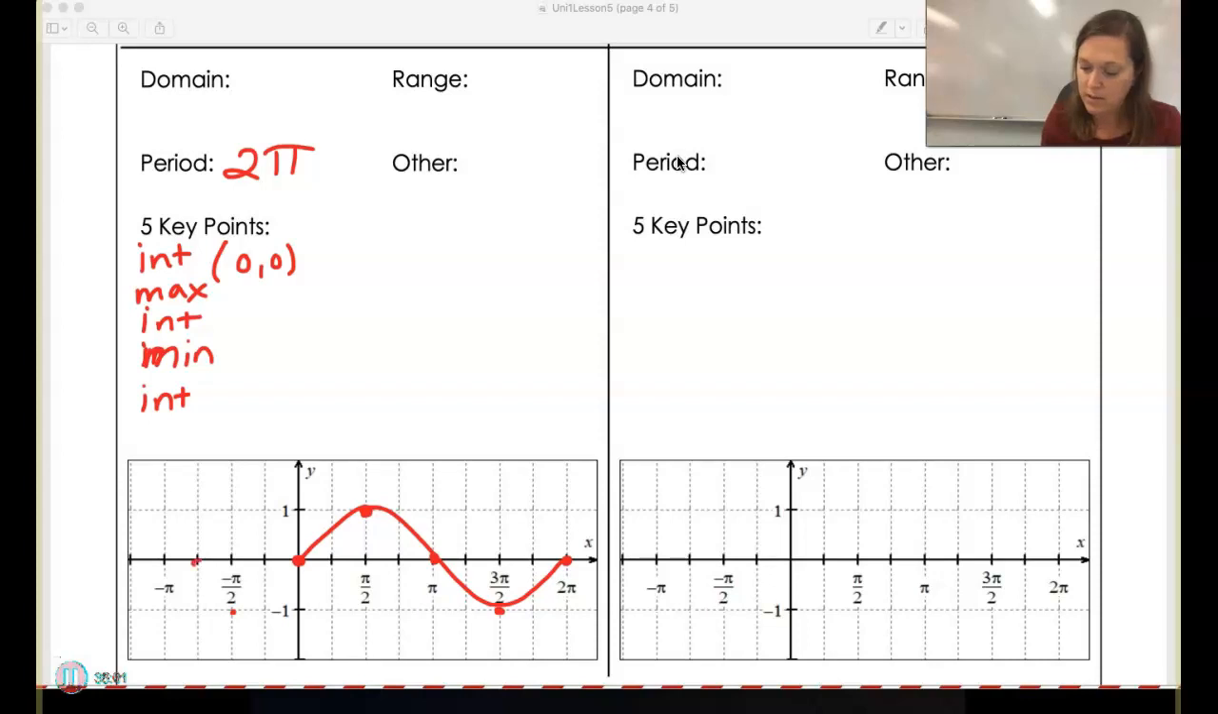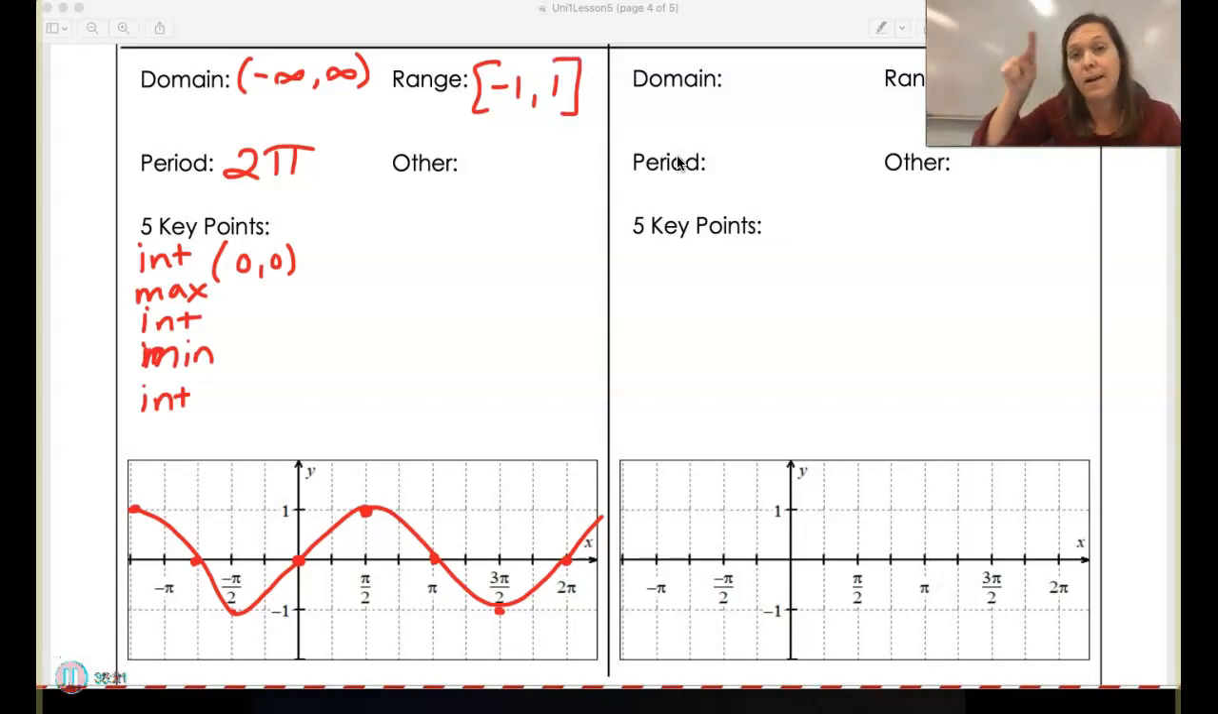So here, here, here. We would keep that pattern going, right? And then this would be over here on this side. It would just keep going like that. Okay, so that is your sine graph. Its domain is all real numbers. Its range is everything between -1 and 1. So it's just going to keep oscillating between -1 and 1.